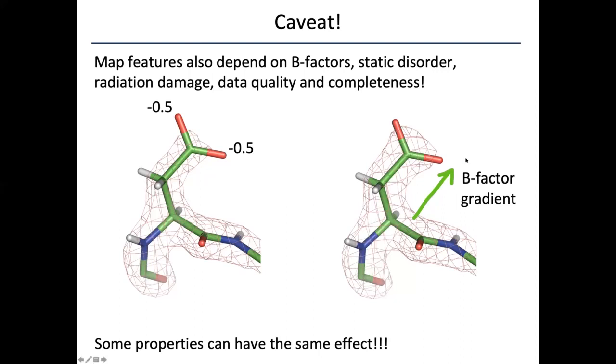So I apply a B factor gradient, which is a bit arbitrary, of course, but it represents the fact that the side chains are often moving more than the main chain, and that there's a gradient of the motion. And so what will happen is, again, the density on the oxygen atoms will retreat a little bit. And the effect is almost the same as if I have a charged residue. So if you see disappearing density on the aspartic acid side chain, it does not necessarily mean that this is a charged residue in the electrostatic potential map. It could also be thermal motion.